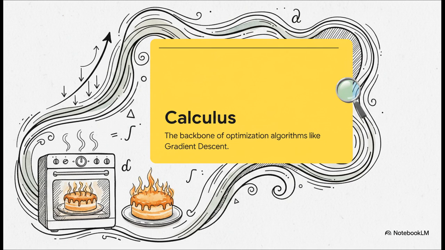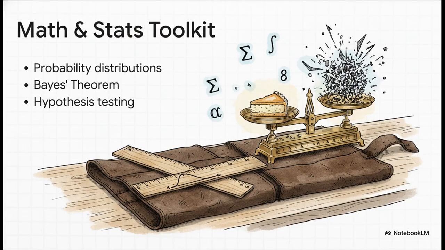an oven's temperature. If your cake is burning, you turn the heat down. If it's undercooked, you crank it up. Calculus gives the algorithm the exact, precise mathematical instructions on how to adjust its internal weights to get the recipe absolutely perfect. And rounding out your foundational training is the rest of your essential math and stats toolkit.